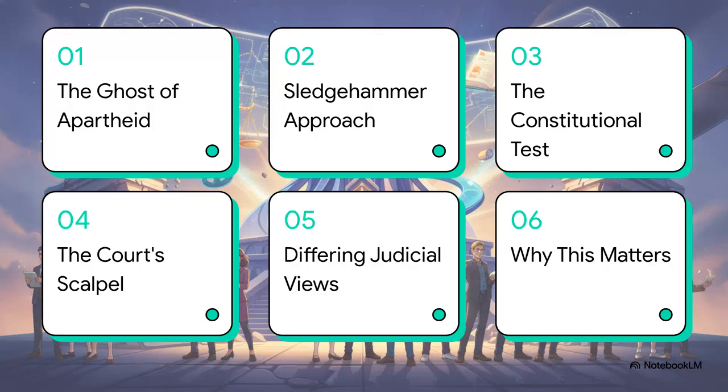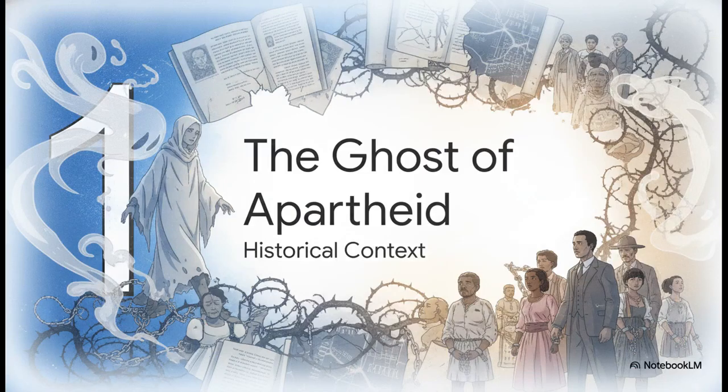Okay, let's just do a quick run-through of our roadmap today. We're covering 6 parts. First, the ghost of apartheid, then the sledgehammer approach, followed by the constitutional test. After that, we'll look at the court's scalpel, some differing judicial views, and wrap it all up with why this matters. Right, starting off with Section 1, the ghost of apartheid, historical context.